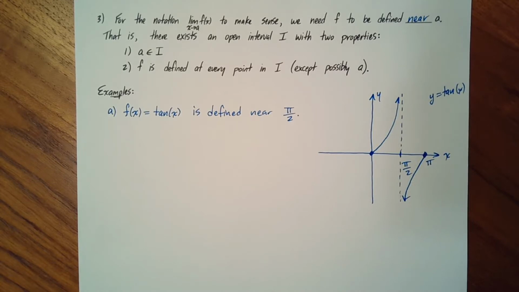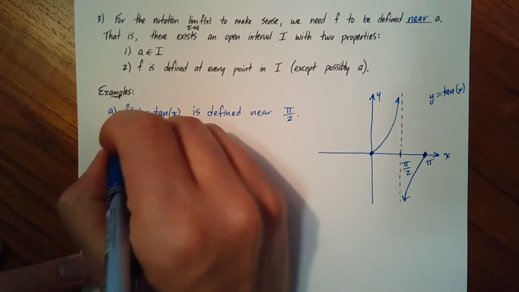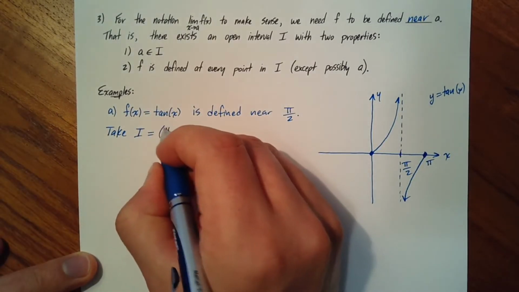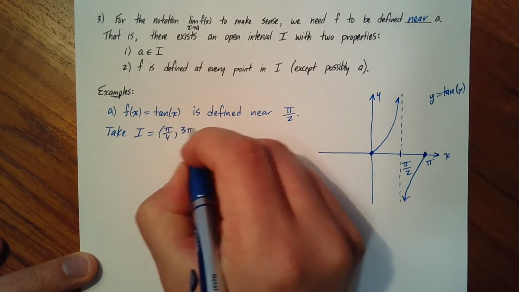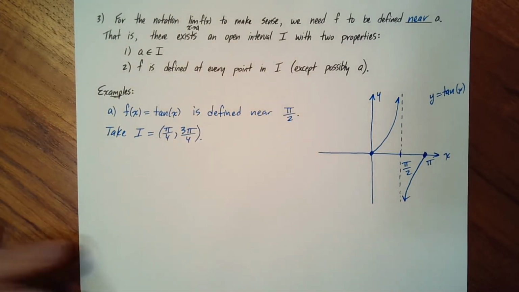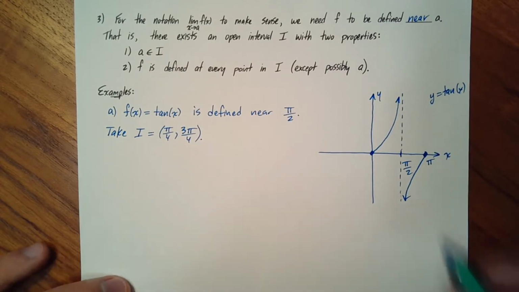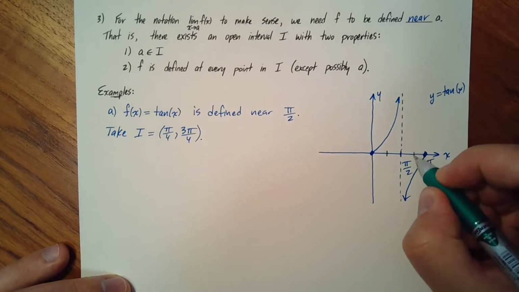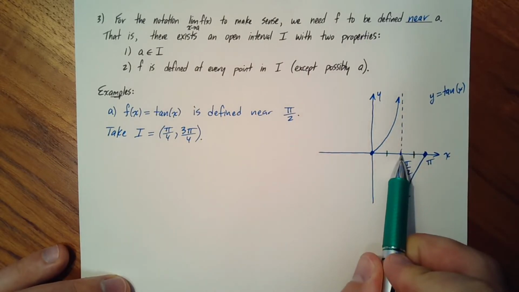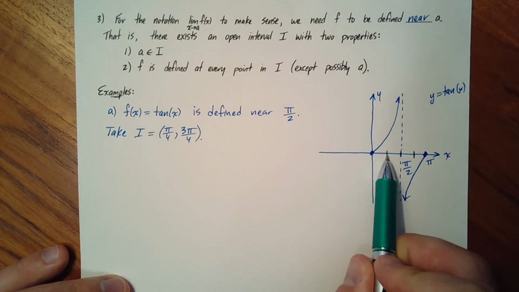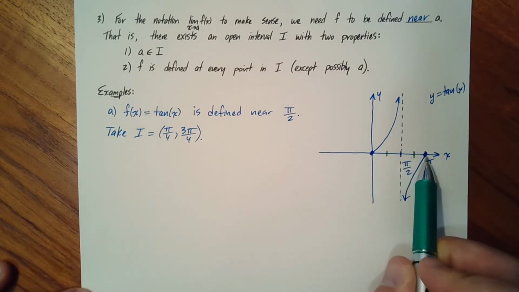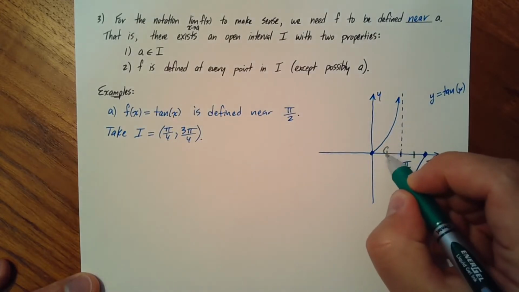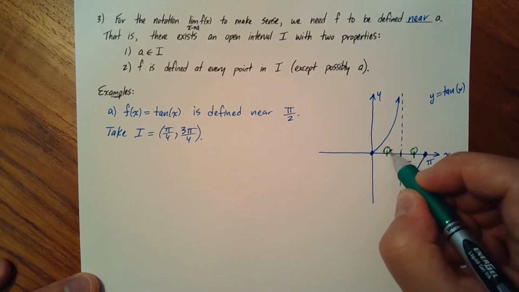Well, let's take the interval I to just be pi over 4 to 3 pi over 4. Let's see what that looks like. Here's pi over 4 right here, and here would be 3 pi over 4. If this is pi over 2, where the vertical asymptote is, and this is 0, halfway in the middle would be pi over 4, and then halfway between pi over 2 and pi would be 3 pi over 4. So this interval that we've just written down, if I were to draw the picture, would be like this interval here.